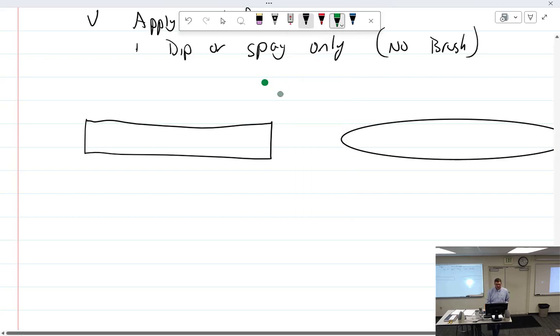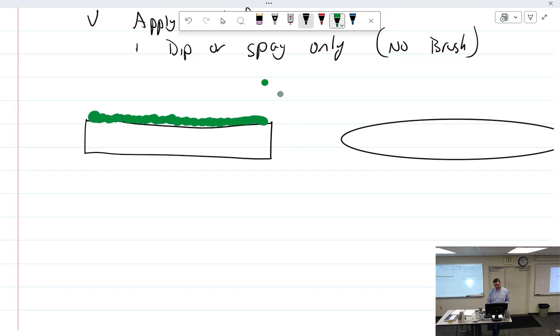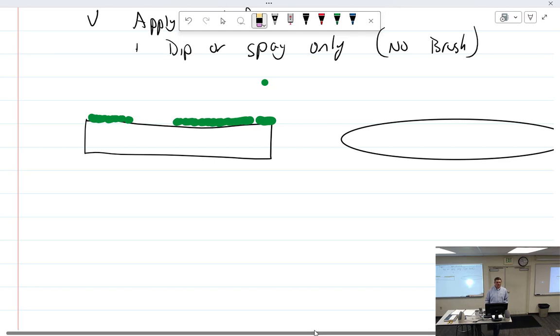Sure. All right. So you got the penetrant on here. Okay, apply penetrant. Then we are going to water wash. And the water wash is going to take off some of it. Some spots.